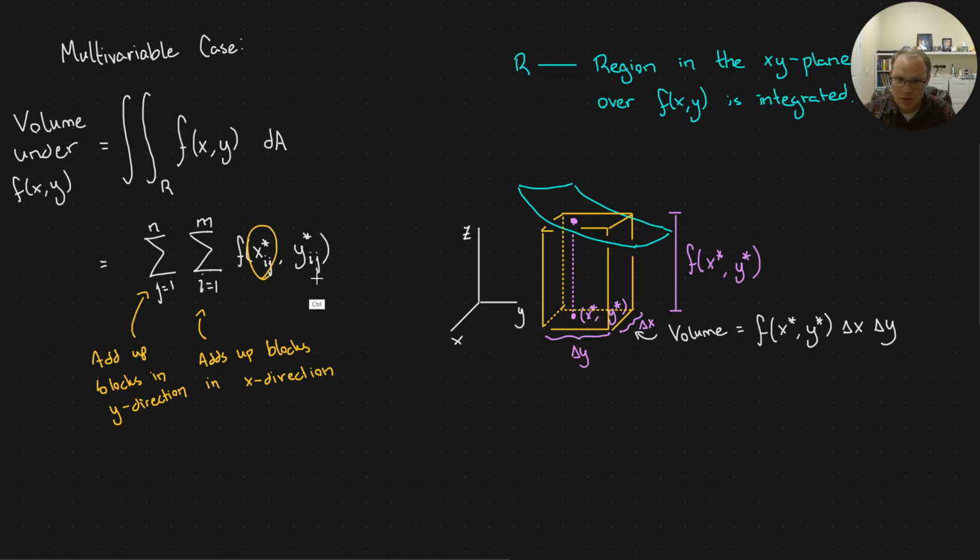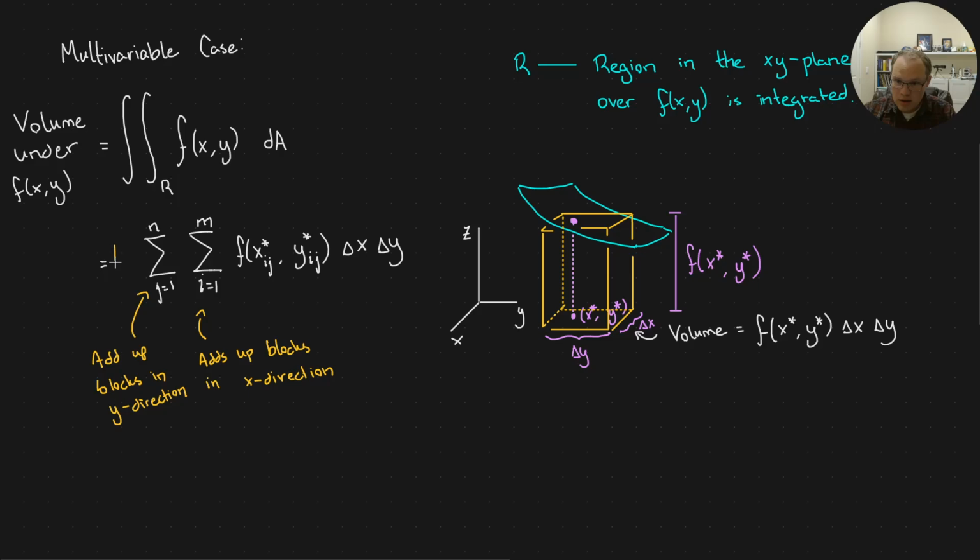So this will be a particular x and a particular y that's in the base of the ijth block, the block that's in the ith row and the jth column. And then delta x, delta y. And as the number of blocks in each direction grows, this summation should get more and more like the integral that we want to find, the volume under the function.